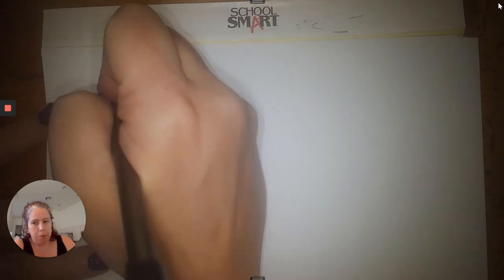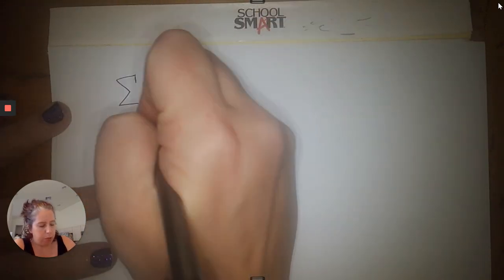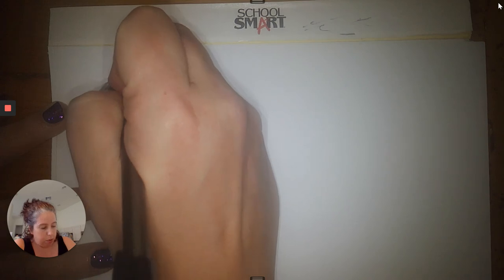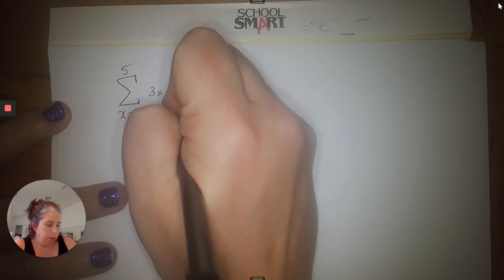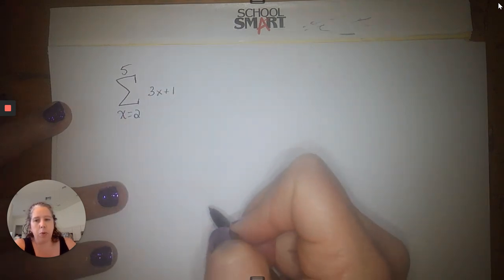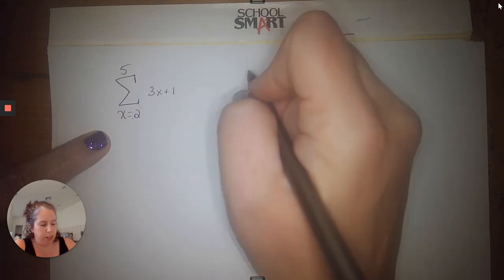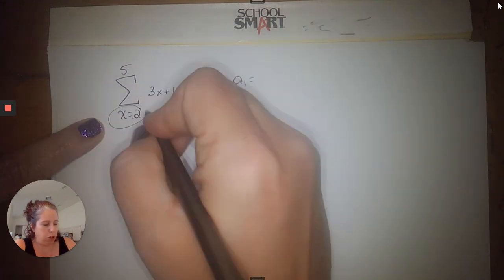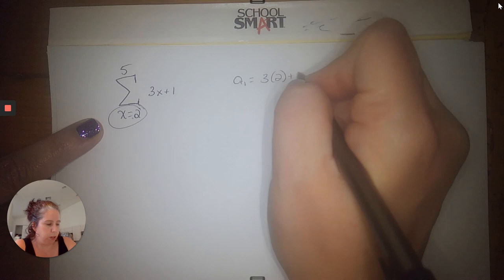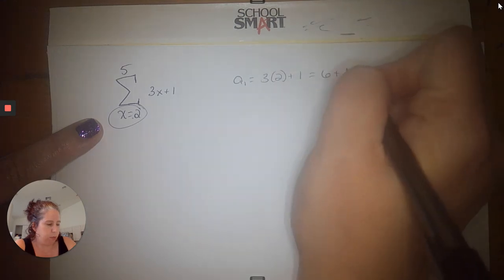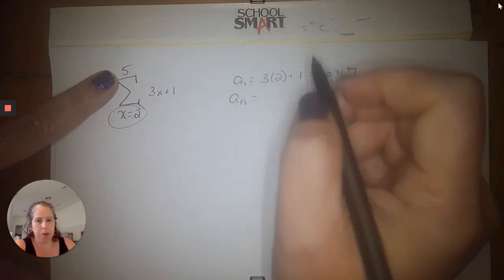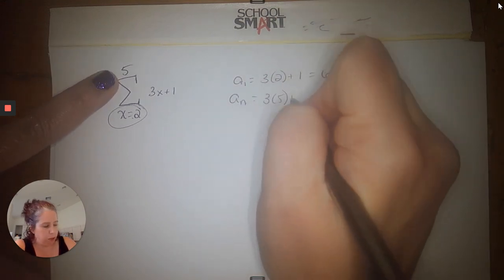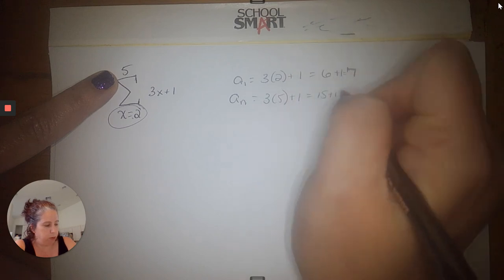All right, so let me show you why you got to do the top number minus the bottom number. So I'm going to do another super easy one. All right, so we'll go from 5 again. This time we're going to start at 2, though. And then we'll do 3x plus 1. Okay, so you do the bottom number, you get A1, right? So A1, we're going to plug in 2. So we're going to do 3 times 2 plus 1. That's 6 plus 1, which is going to give me 7, right? And then AN, you plug in the top number, right? So 3 times 5 plus 1 gives me 15 plus 1, which is 16.